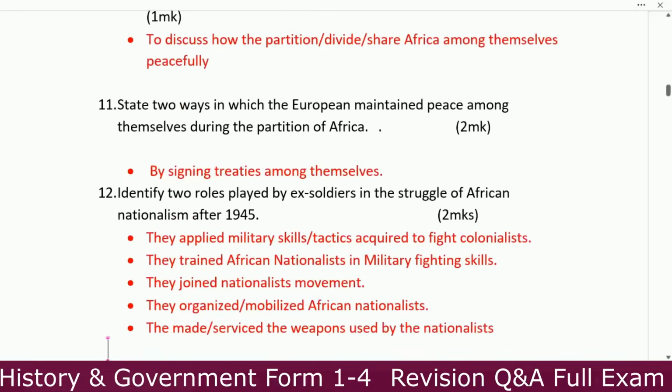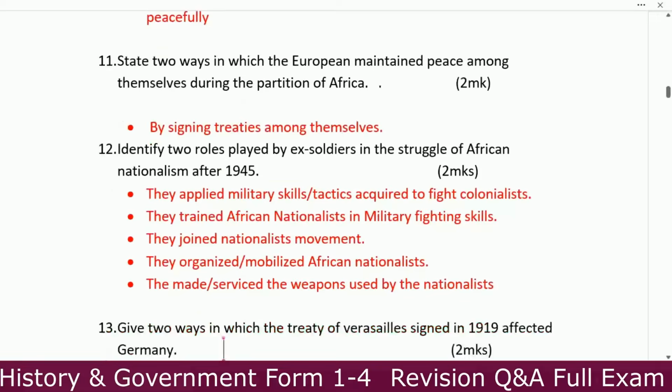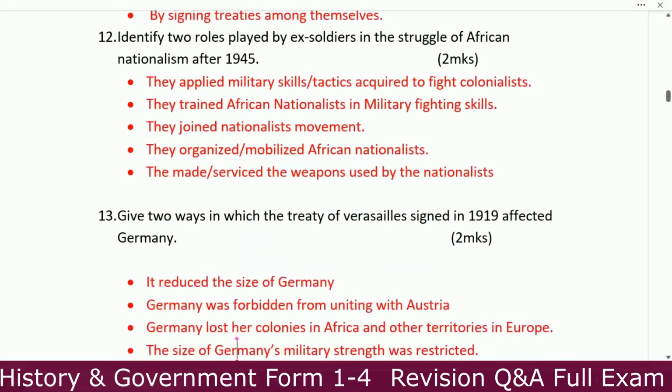Number 11, state 2 ways in which the Europeans maintained peace among themselves during the partition of Africa: by signing treaties among themselves. Number 12, identify 2 roles played by ex-soldiers in the struggle of African nationalism after 1945.